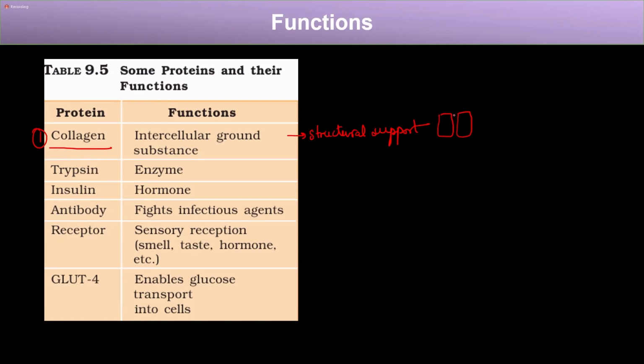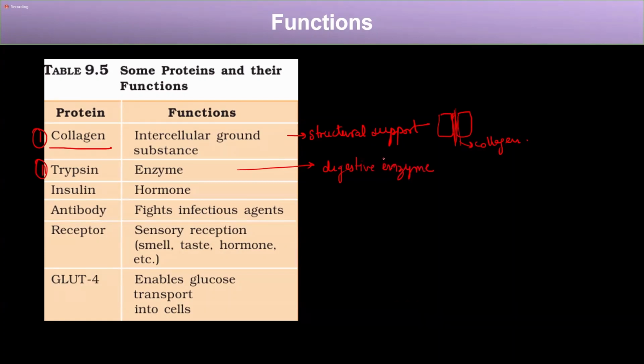There are other proteins also present, but it mostly comprises collagen. So it will have collagen in between. Hence their function is intercellular ground support, which in turn provides structural support to these cells. The second protein is trypsin. Trypsin is an enzyme, and this enzyme is a digestive enzyme. So it helps in digestion.